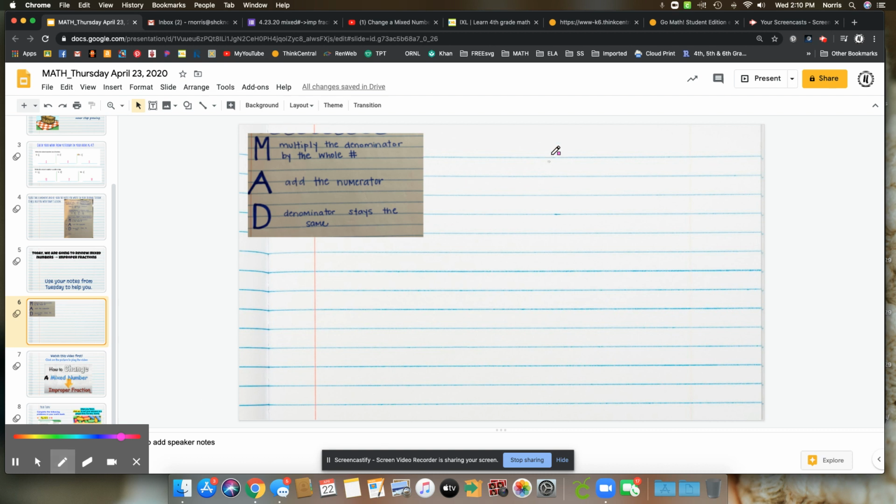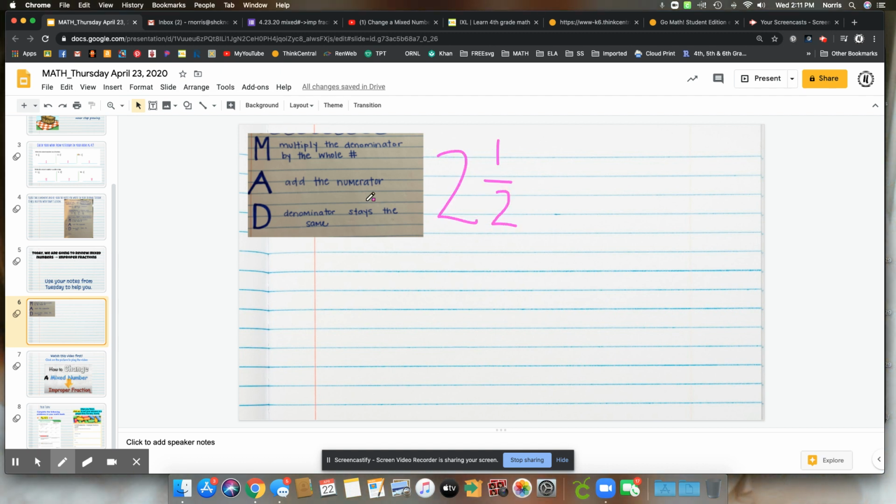I am seeing some people leaving the whole number as part of your answer. And guys, the whole number does not stay. The whole number is included in the improper fraction, and I'll show you what I mean by that. All right, so let's just do a really easy one to review. So let's just do 2 and 1/2. So I'm going to multiply my denominator times my whole number. So 2 times 2 is 4. I'm going to add my numerator. So 4 plus 1 is 5. And my denominator stays the same.